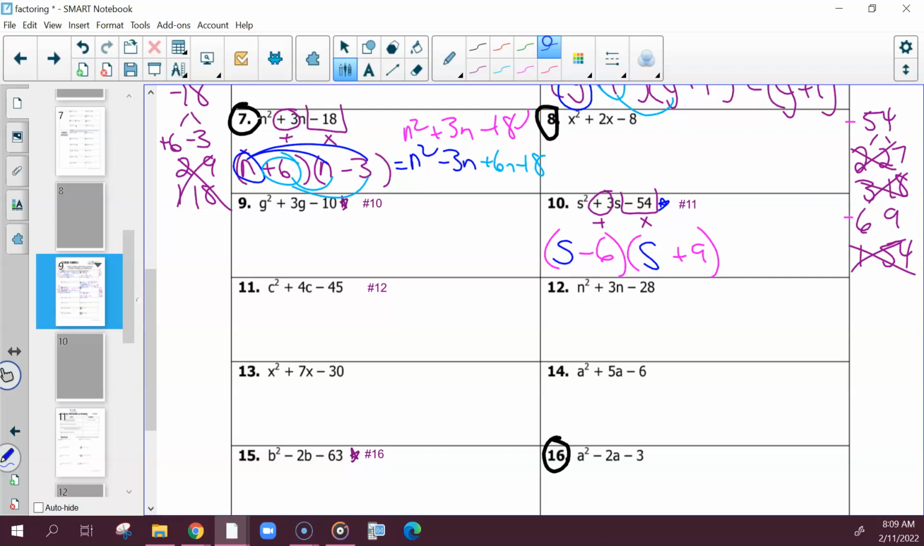So if it's plus and then plus, everything is plus. If it's plus and then minus, the two numbers you find, the smaller number will be the negative.